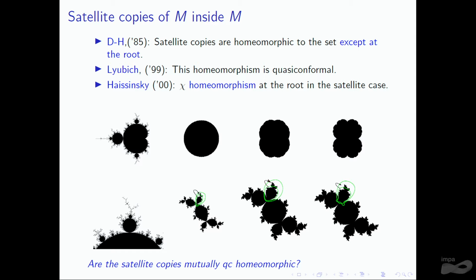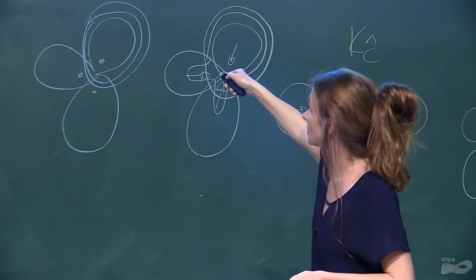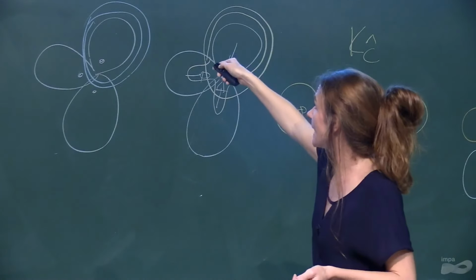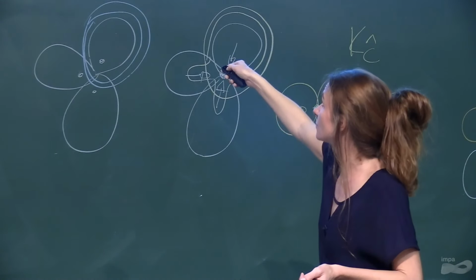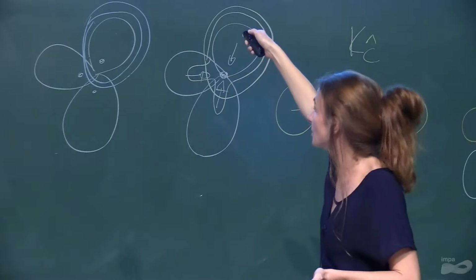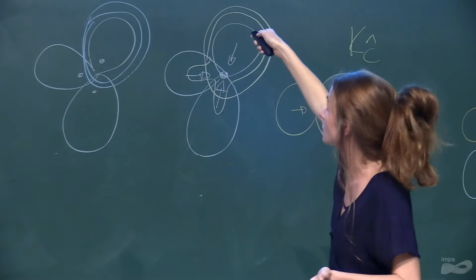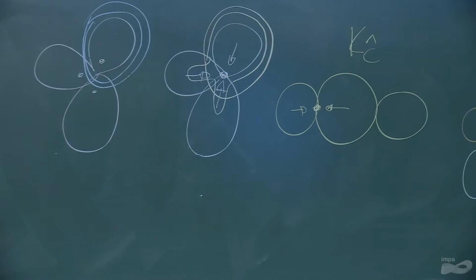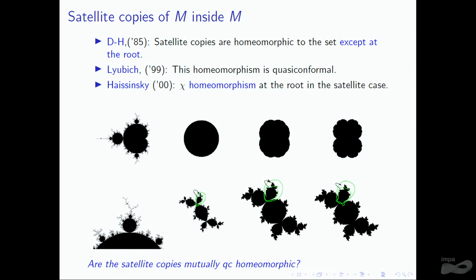You can take your polynomial-like restriction. So they proved that you can define the homeomorphism between this one and this one away from any neighborhood of the root, and Lyubich proved that this homeomorphism is quasi-conformal. Then Aspenberg and Yampolsky, in 2000, proved that this homeomorphism can actually be extended to the root, but not in a dynamical way. Why? Because this one is not a polynomial-like mapping.